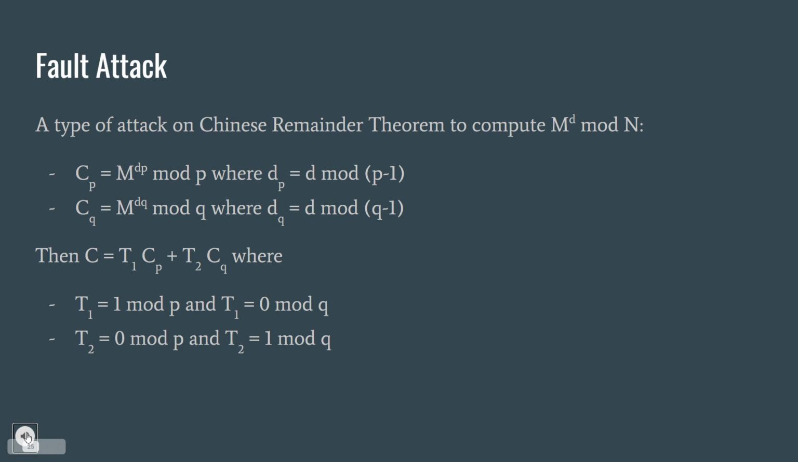Fault attack. This is a type of attack on the Chinese remainder theorem method to compute m to the d mod n. Cp is m to the dp mod p, where dp is d mod p minus 1. And similarly, Cq is m to the dq mod q, where dq is d mod q minus 1. So the actual ciphertext C is T1 times Cp plus T2 times Cq, where T1 is 1 modulo p but 0 modulo q, and T2 is 0 modulo p but 1 modulo q.